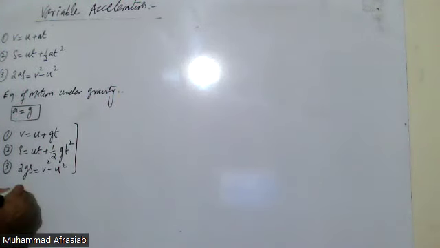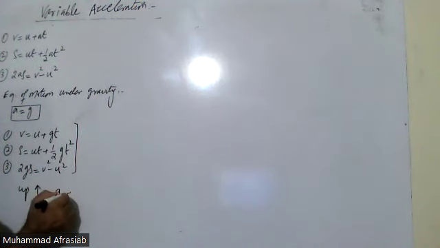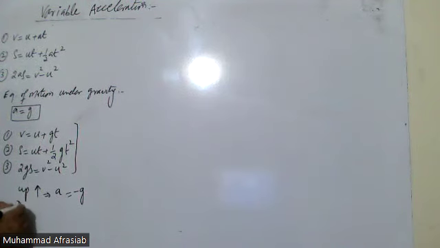But when you move upward, or you throw a ball upward, then you take a equal to minus g. And when you throw a particle downward, then it will be a equal to plus g. And a and g have the same unit, which is meter per second square. There are three cases in this motion.